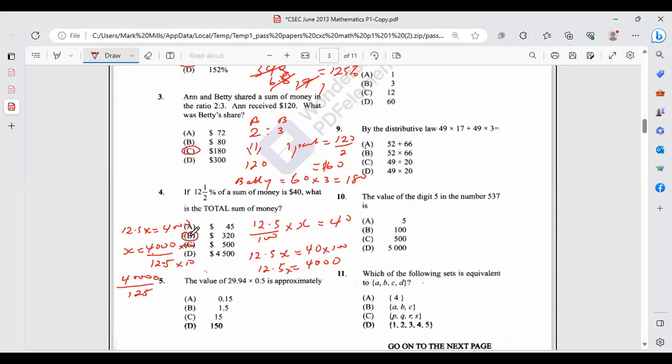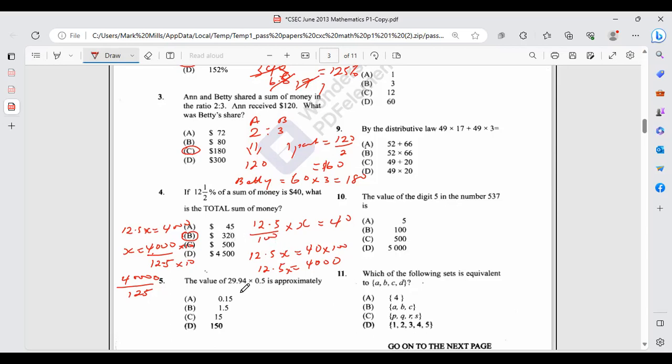So one of the things you could do is try and error and see which of these numbers, when you put it here, will give you 40. You can also do that, right? You know that 45 will be out, right? And 4,500 will be out. So the only possible answers you have would have been 320 or 500, one of them.